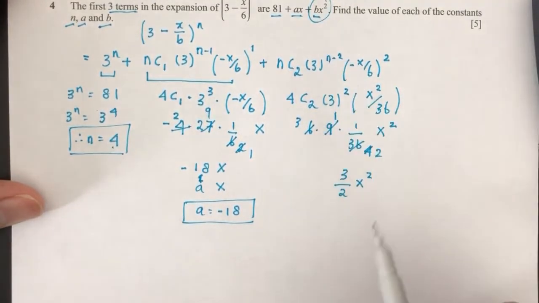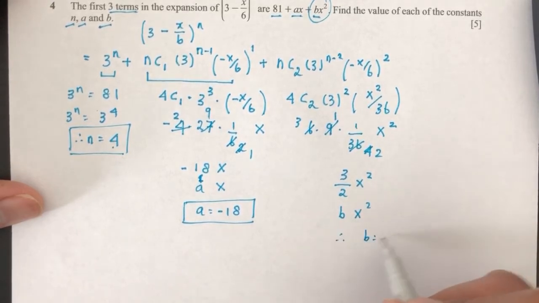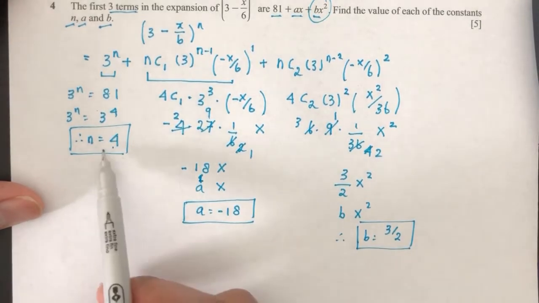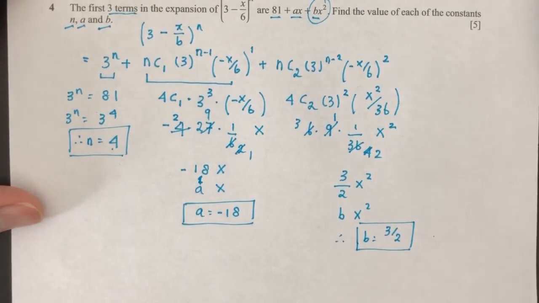Compared to this, it is bx squared. So b equals 3 over 2. So the value of n is 4, the value of a is minus 18, and the value of b will be 3 over 2. And that is question number 4.